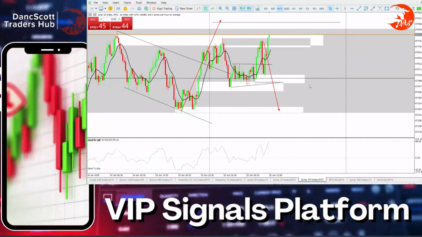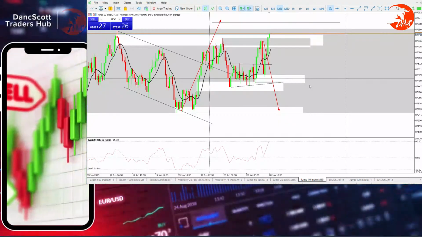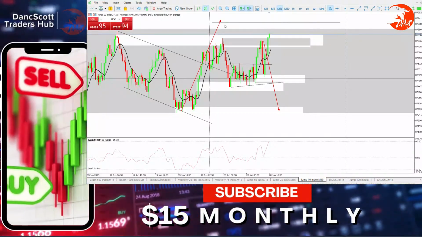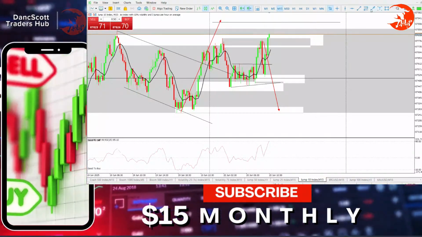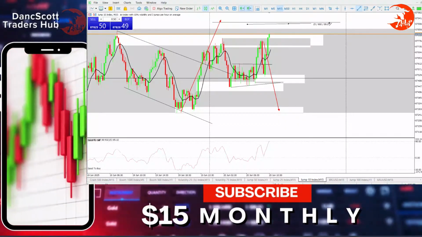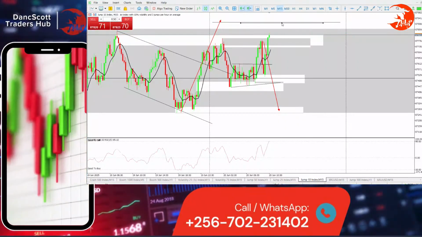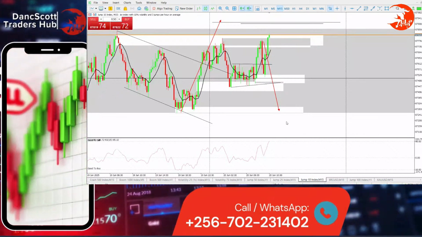Wow, this was supposed to be our other entry when it tested that order block. Wow, it's going for that buy, and our target is right there. We analyzed this early morning, at around 10:30. We analyzed these assets.